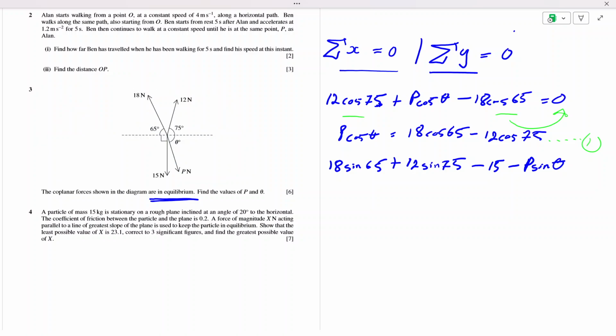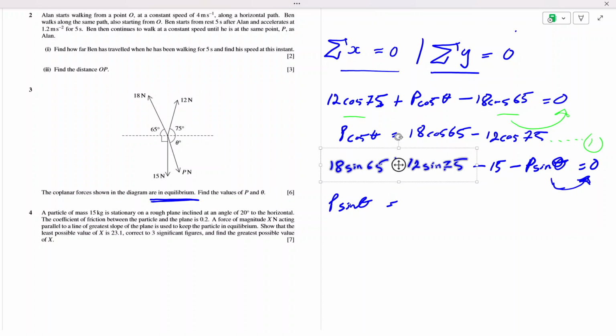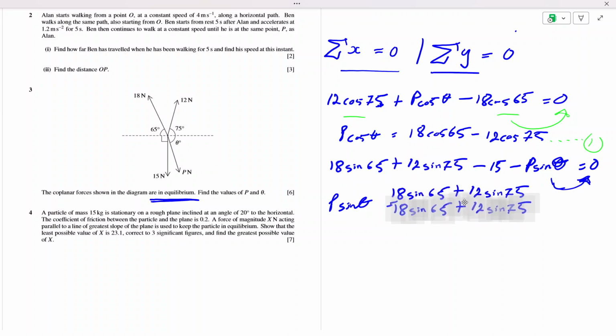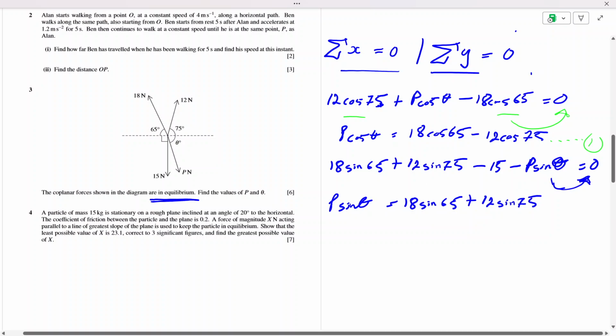Okay. P sine theta is equal to 0. Then I'm just going to take P sine theta to the other side so that it's positive. Okay. So I'm going to have P sine theta is equal to that. There we go. Then that's going to be equation 2, like that.